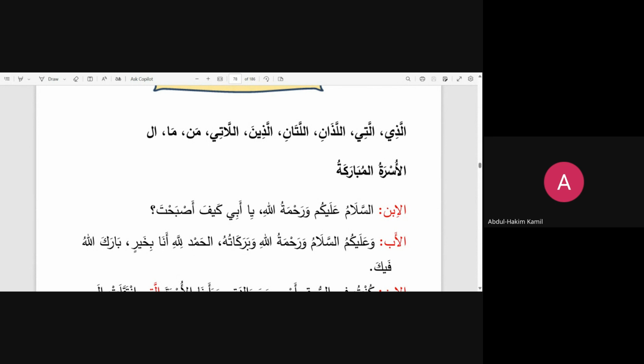Alladhina is a group, a group of males. Inna alladhina amanu. So alladhina amanu means al-mu'minun. Allati, what does allati mean? Allati is plural feminine.